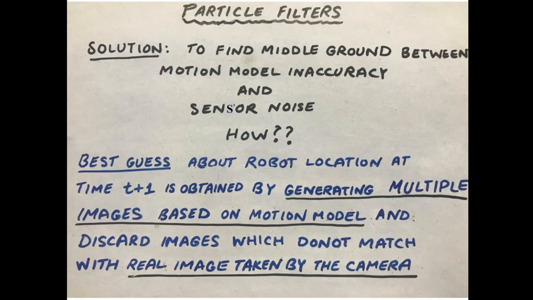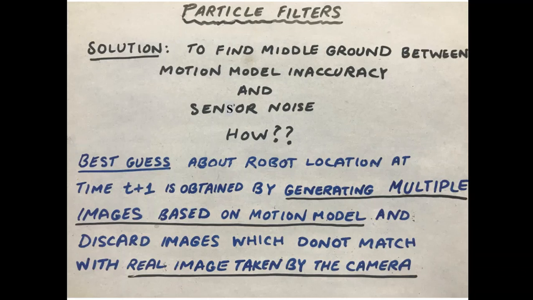As you can expect, the best guess you can come up with will be the one in which this middle ground has been followed. So one way to do it is that we generate multiple images based on the robot motion model, and then we try to match those images with the real time images taken by the camera.